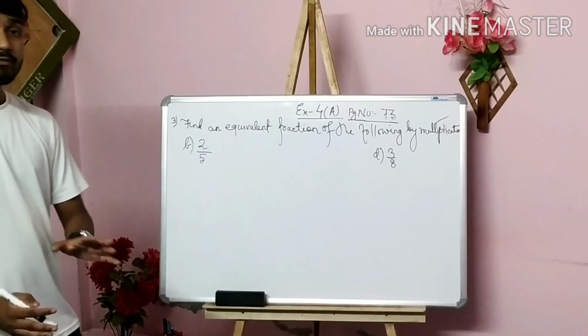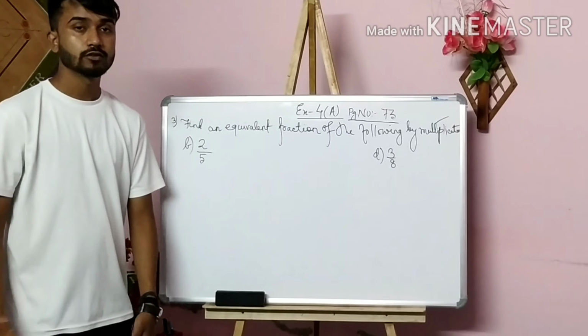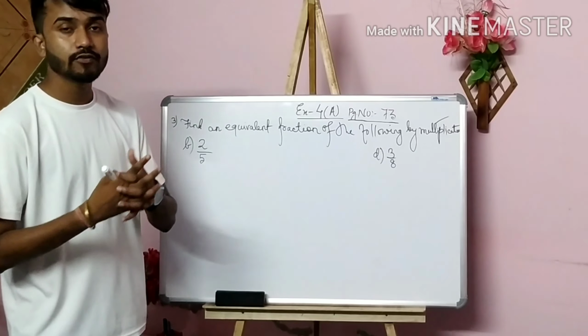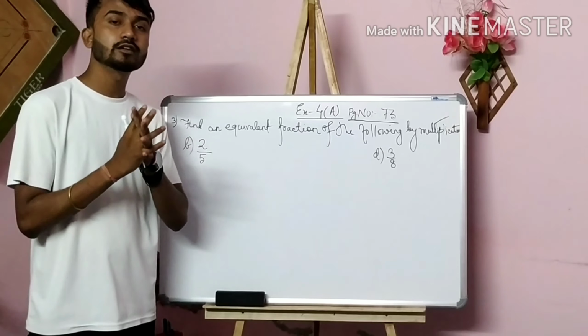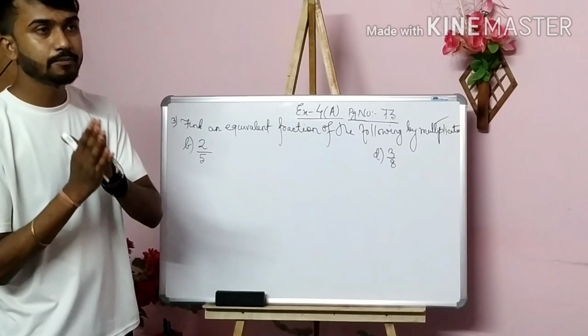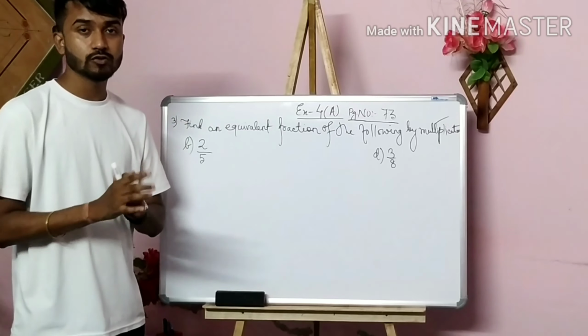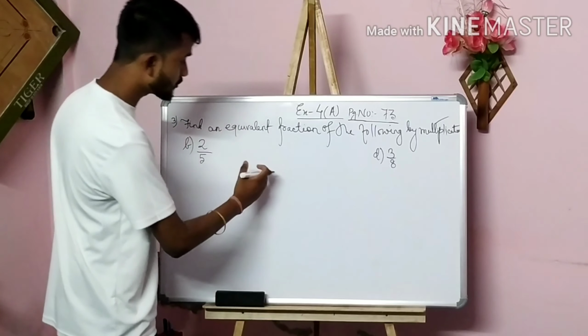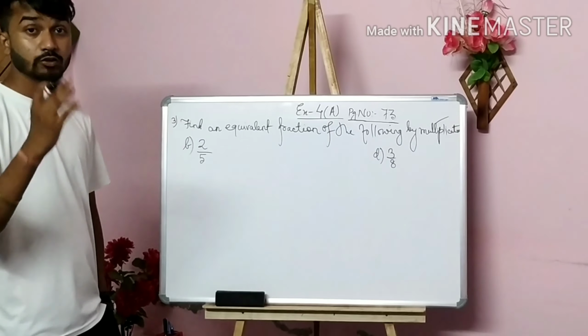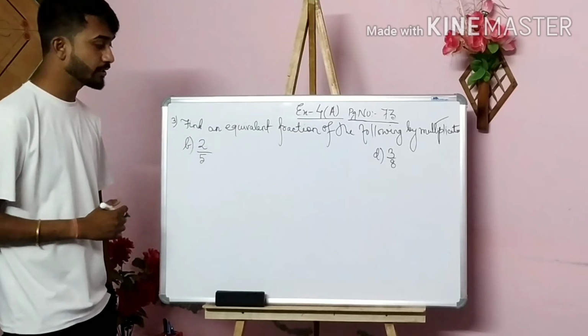So first of all, we have to know what an equivalent fraction is. An equivalent fraction is that fraction that, whenever you convert a fraction to its simplest form, you will get the same values. Suppose I am taking, this is not from this part, I am just explaining equivalent fractions, so try to understand.